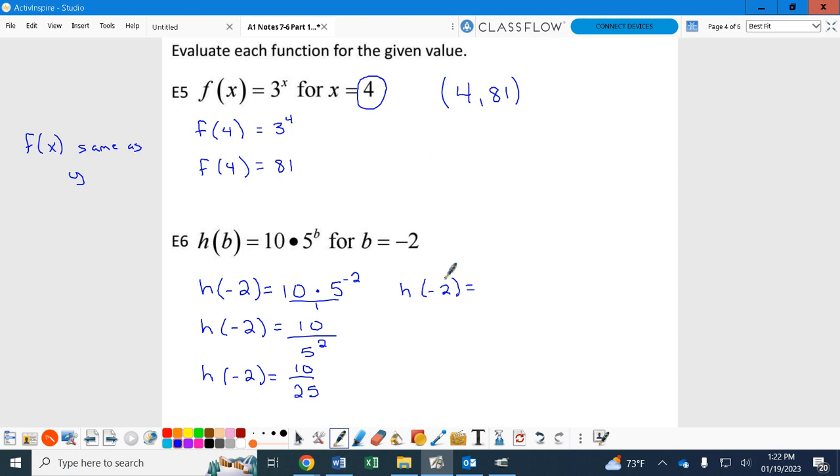H of negative 2. What's it reduced to? 2 over 5. Does anybody have a question? You type in 10 fraction by 25, and the fraction function reduces it down for you. Okay. Questions?